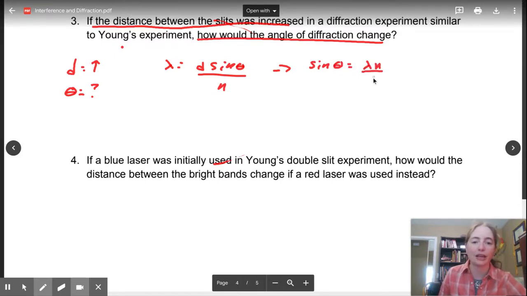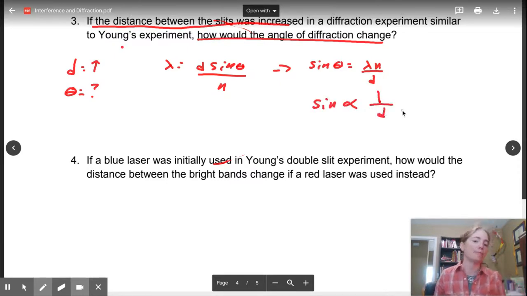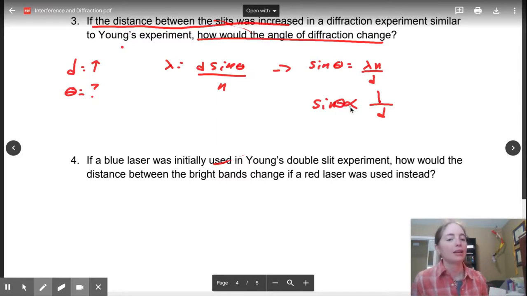And I'm going to wind up with sine of theta equals lambda m over d. Now, because I want to see how d is going to affect theta, I'm going to make everything else 1 and put a proportionality sign in there so we can see how changing one would change the other. So sine of theta is proportional to 1 over d, because I replaced both of these with 1s. So that means sine of theta is inversely proportional to the distance.